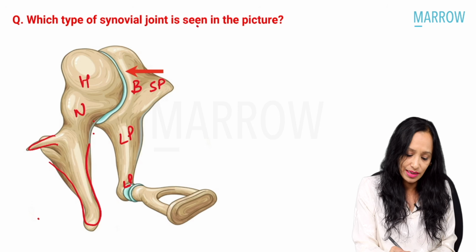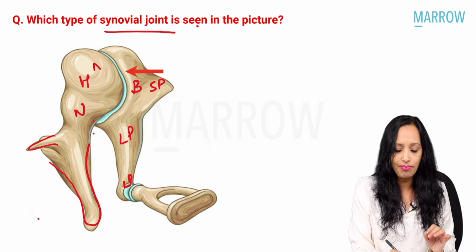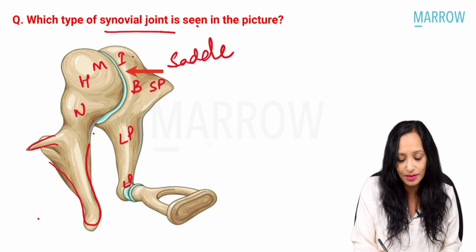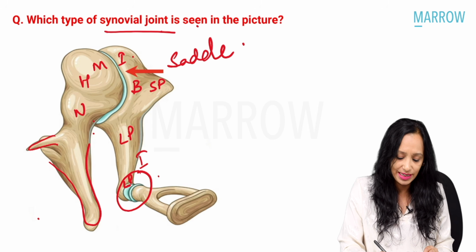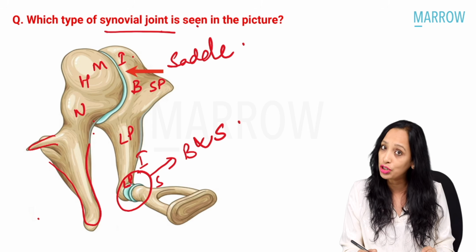Now coming to the next question, again a spot diagnosis. What is the type of synovial joint? So yes, this synovial joint between the malleus and the incus, this is a saddle type, as we can see here. Whereas this joint between the incus and the stapes, this is a ball and socket type of synovial joint.